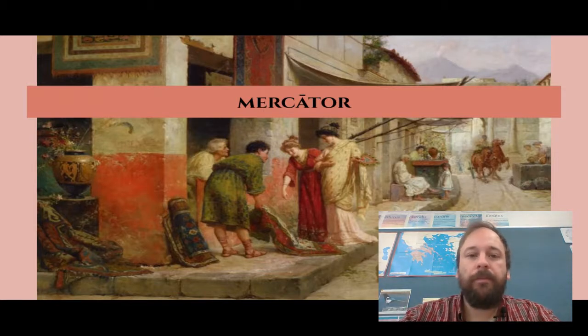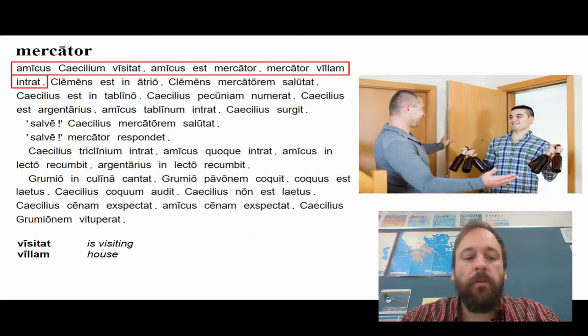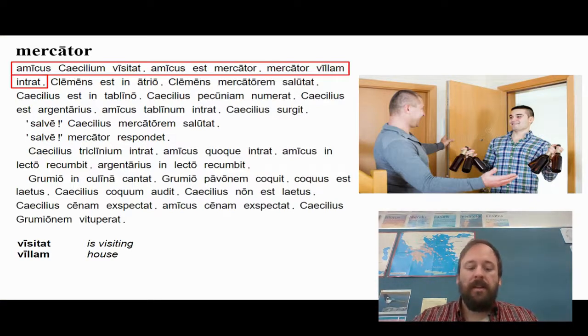So let's begin. Down at the bottom, there are words that you will need in the section highlighted in the red box. As you can see, we have the words visitat, is visiting, and vilam means a house. It's not just a house, it's a pretty fancy house. We have the word villa in English, and it doesn't just mean house.